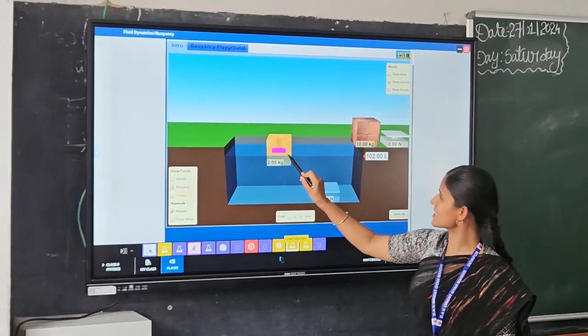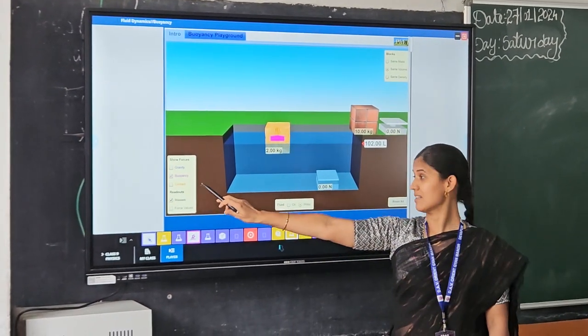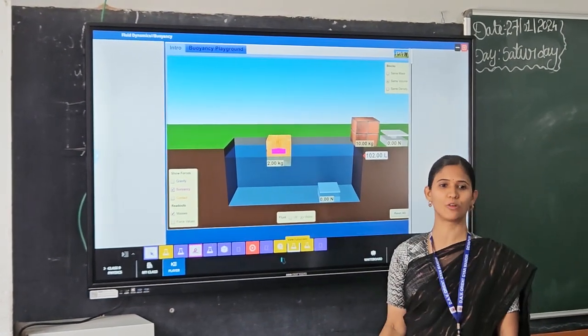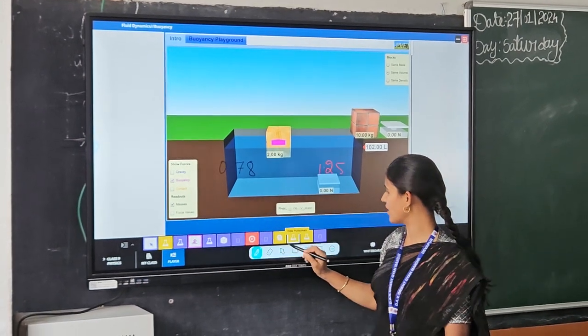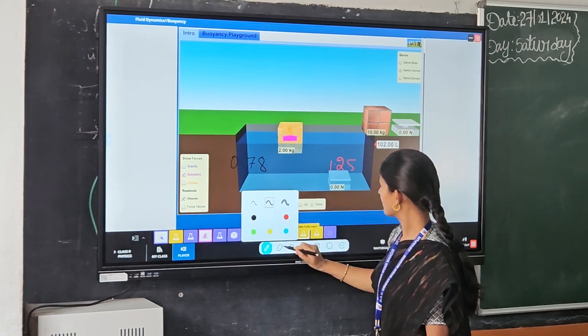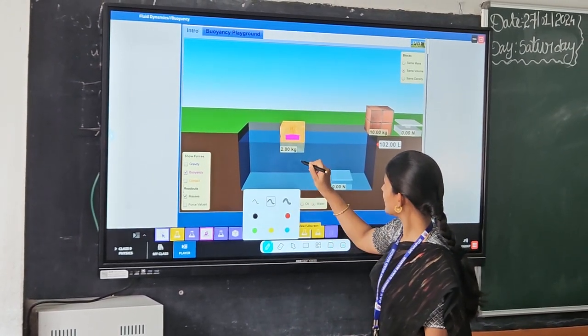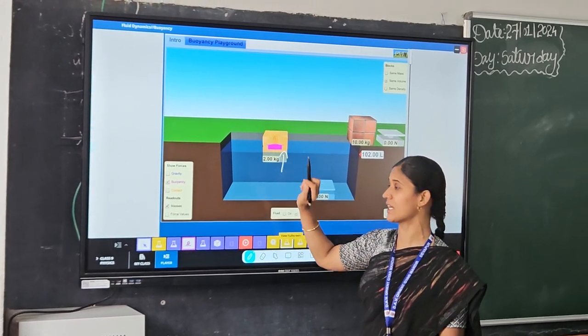See what this pink arrow indicates, children. I selected the buoyancy force, no? So it is indicated with the pink arrow. It is acting upward, no? So it will show you that upward force. See, buoyancy is an upward thrust, an upward force. So, the pink arrow.